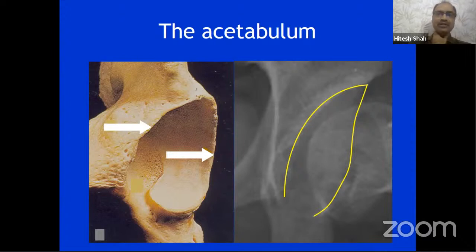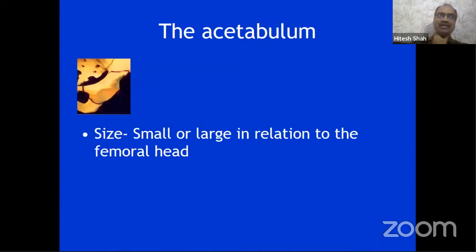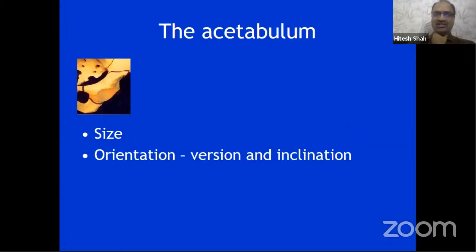If you see the normal shape of the acetabulum, then whenever we see acetabular dysplasia, the size may be smaller or larger in relation to the femoral head. And when we look at orientation, orientation can be seen in two dimensions, either version or inclination.